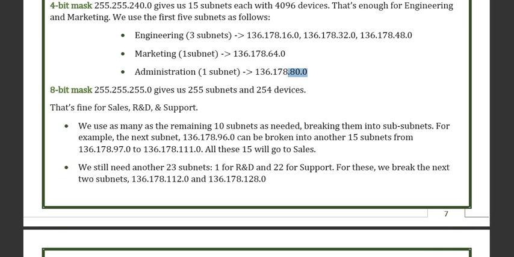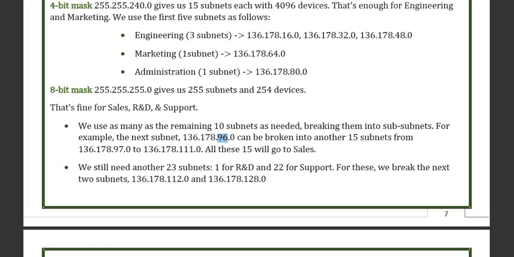Now in the 8-bit section we need 255.255.255.0, which gives us 255 subnets and 255 devices. That is fine for sales, R&D and support. From the remaining 10 subnets we break them into sub-subnets, that means subnets of subnets. For example, the last subnet was 80, so the next subnet will be 96.